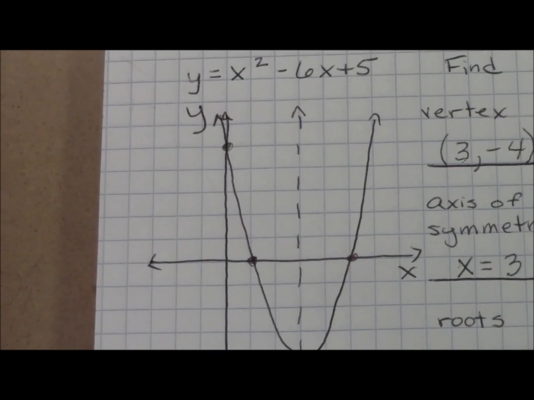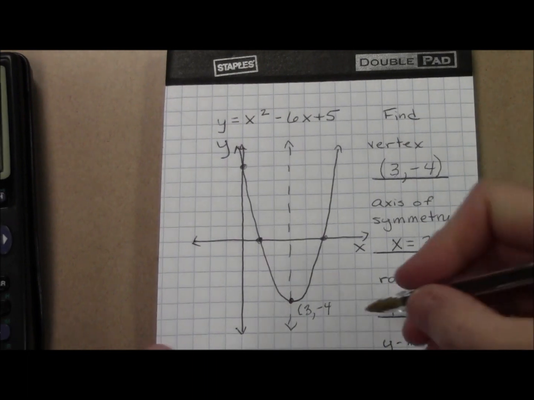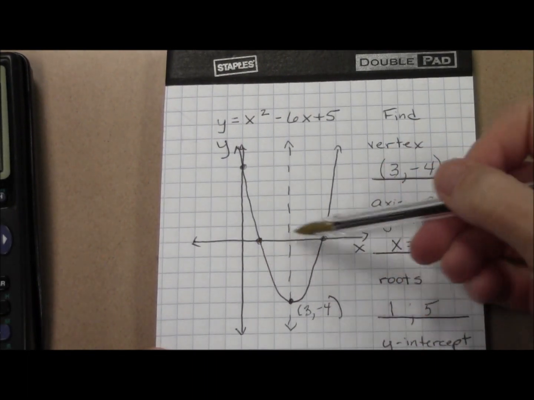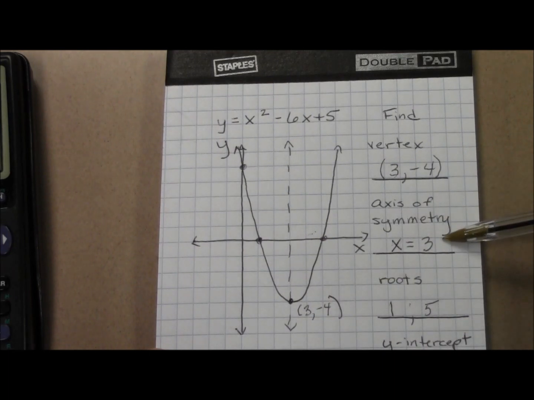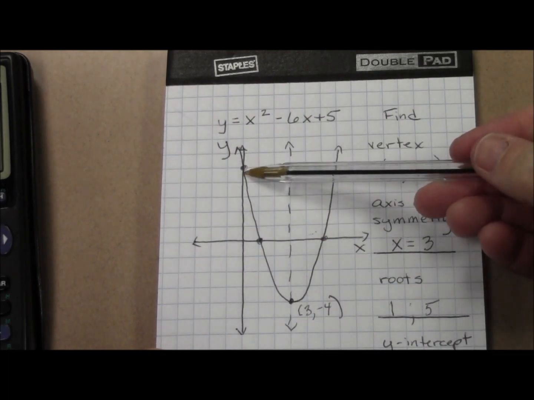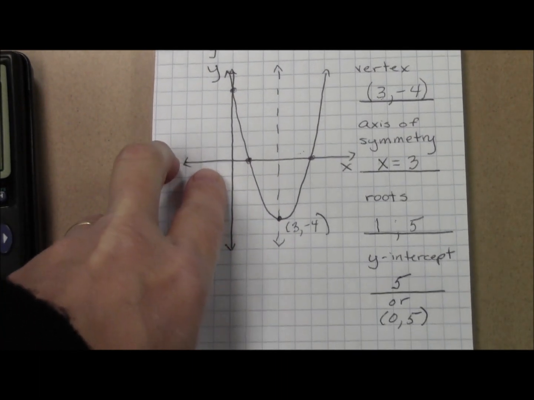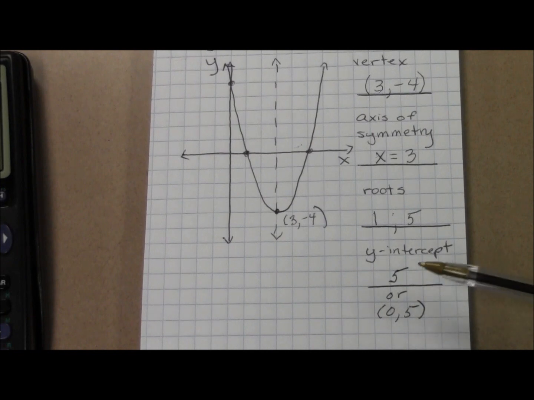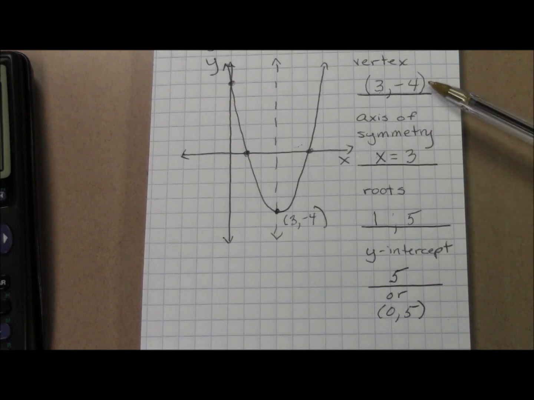Notice that it does have its vertex point, 3, negative 4. It does have its 2 roots. It has its axis of symmetry, which is x equals 3. And it has its y-intercept, which is 5. You can also record the y-intercept as just 5, or you can record it as the ordered pair 0, 5. Alright, so we have 2 roots, a y-intercept, axis of symmetry, and a vertex.